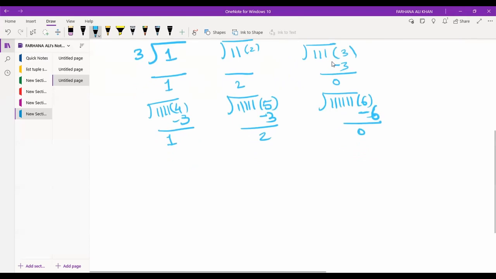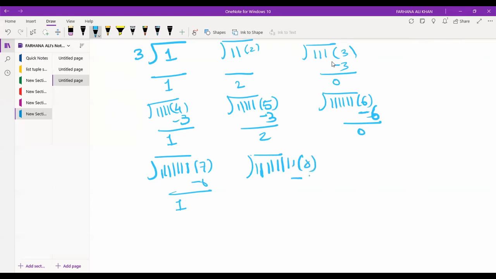The next number is 7. The 7, that is 7 occurrences of 1. Whether it is divisible by 3. No, it is not divisible by 3. It is leaving the remainder 1. Now the next number is 8. What is the output of 8? It is leaving the remainder 2. Now the next number is number 9. What is the output? What is the remainder? Number 9 is having remainder 0.